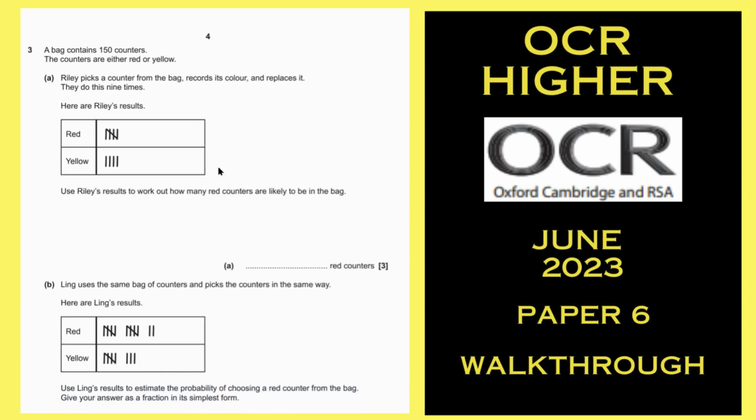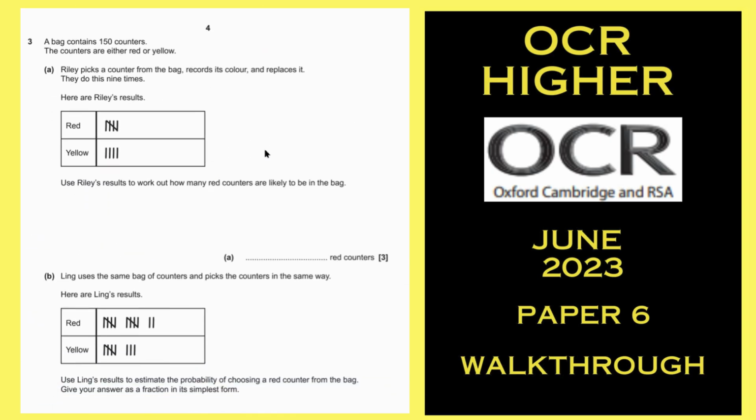Number 3. Some of you just call it experimental probability. Some people call it relative frequency. They are the same thing. Different books, different teachers, same thing. Anyway, bag contains 150 counters. They're either red or yellow, and there's Riley's results.